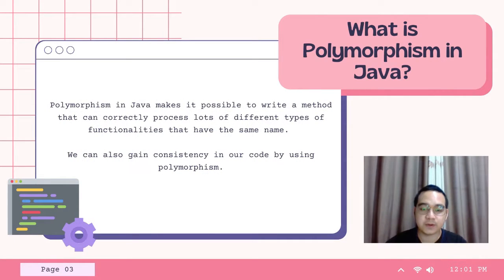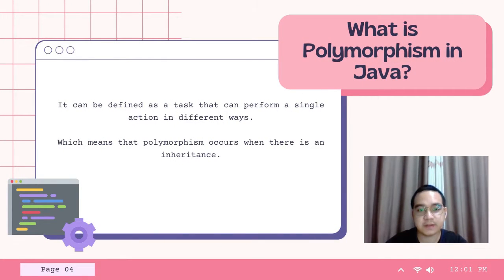Now what is polymorphism in Java? Polymorphism in Java makes it possible to write a method that can correctly process lots of different types of functionalities that have the same name. We can also gain consistency in our code by using polymorphism. Polymorphism in Java can be defined as a task that can perform a single action in different ways, which means that polymorphism occurs when there is an inheritance.